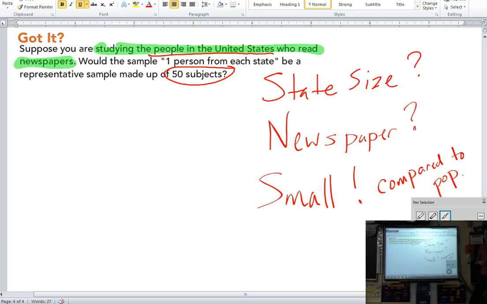Sam? What age is that for? Not necessarily. I mean, if I'm a 25-year-old that reads the newspaper versus a 45-year-old that reads the newspaper, we both read the newspaper.